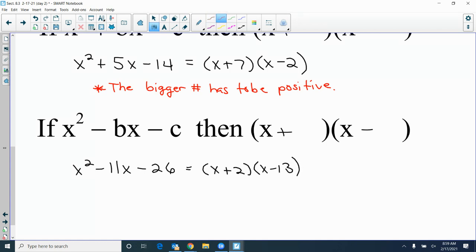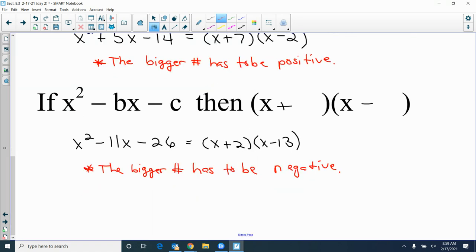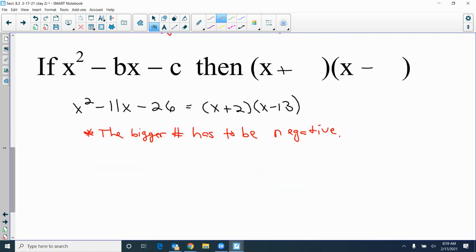The bigger number here will be what? The bigger number has to be negative. Bigger number has to be negative. All right, and you got a little bit of room down there. I'm going to give you two real quick ones that tend to cause some problems. So we'll put these at the bottom.